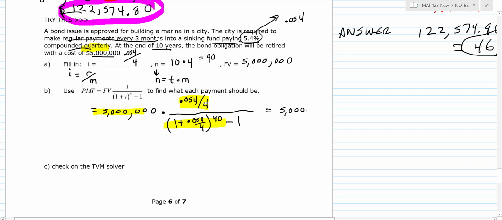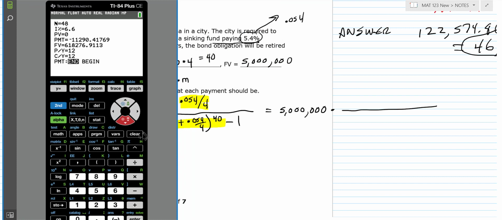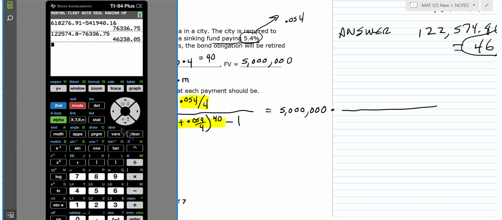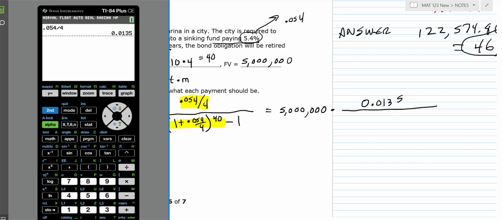So I'm going to take the 5 million, and then I'm going to do a couple of things on this. And I'm going to write down every decimal that comes out. You don't want to be lazy about that. You want to clearly write down everything that you get. So I'm going to go 0.054 divided by 4, and just record whatever comes out. So that is 0.0135 like that.